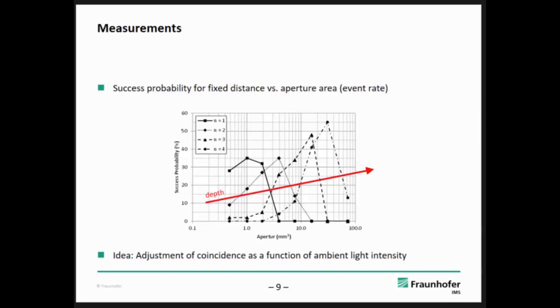For the future, which we are currently working on, the idea is, since we can also use our sensor in counting mode to measure the ambient light, we will use the measurement of the ambient light to automatically adjust the coincidence to the given conditions.